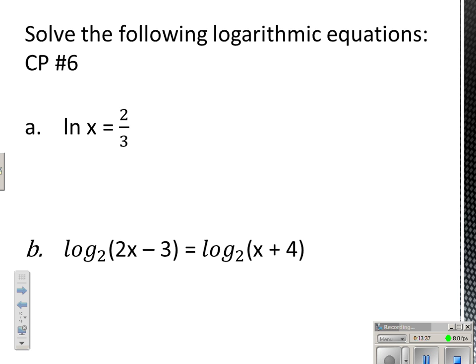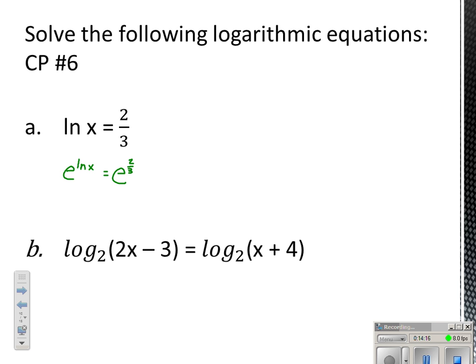Checkpoint number 6. Solve the following logarithmic equations. All right, so if we have the natural log of x is equal to 2/3, natural log again means e's. We have one piece set equal to another piece, so let's work our 1 to 1 backwards and make them powers of things. If I put that one and that one as powers of e, I would have been able to get that ln of x is equal to 2/3 from that. So I'm working it backwards.